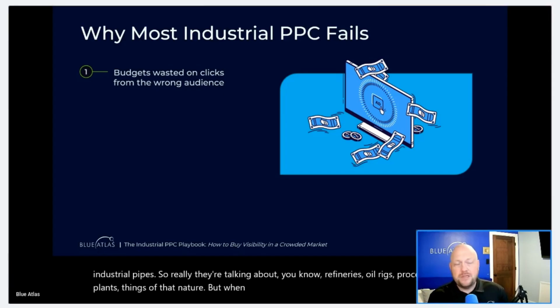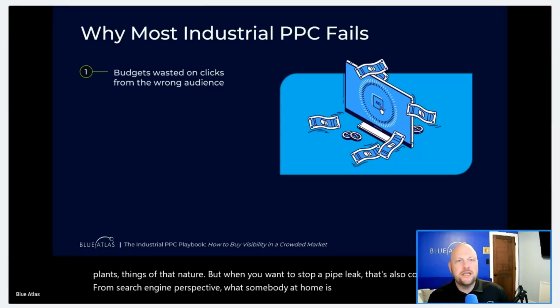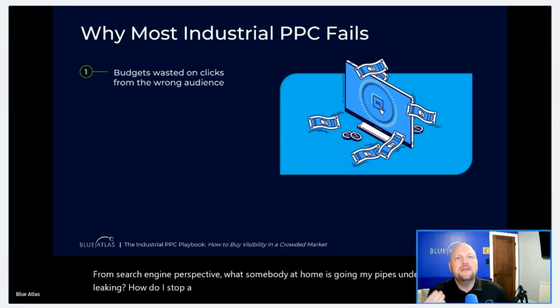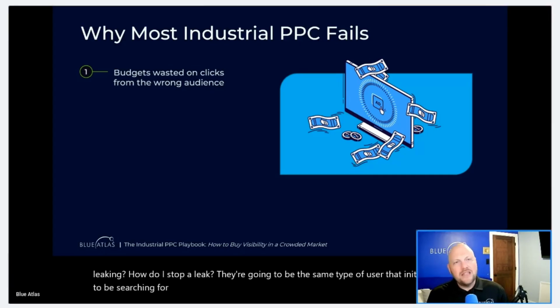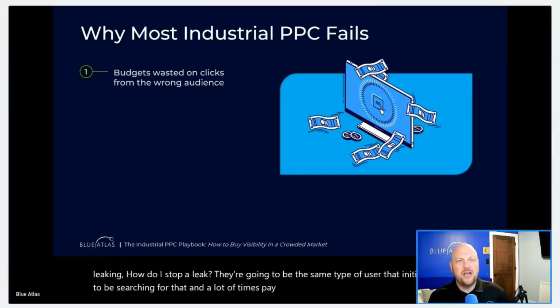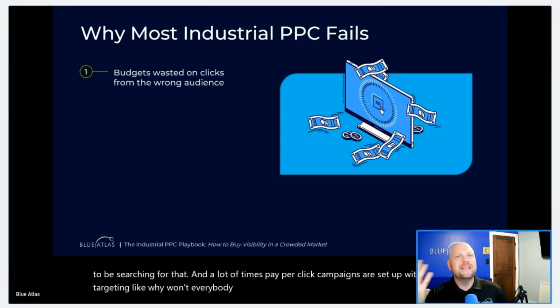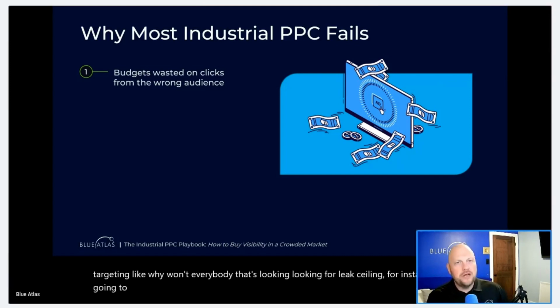But when you want to stop a pipe leak, that's also considered from a search engine perspective what somebody at home is going, my pipes under my sink are leaking. How do I stop a leak? They're going to be the same type of user that initially is going to be searching for that. And a lot of times pay-per-click campaigns are set up with broad targeting. You're like, well, I want everybody that's looking for leak sealing, for instance. That's going to cover a really broad audience.